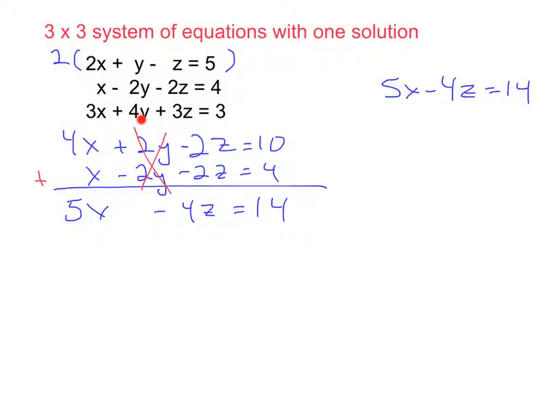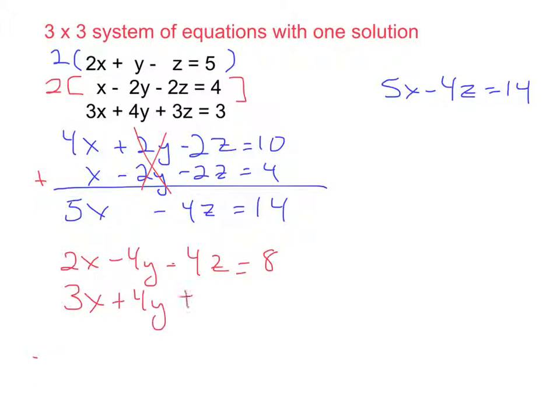So how do I eliminate my y's with the second two equations? Well, if I multiply this middle equation by positive 2, that should eliminate the y's for us. So I'm going to multiply the second equation by positive 2. When I do that, we get 2x minus 4y minus 4z equals 8. And then the third equation did not change at all, so I'm just going to rewrite it. I'm not changing anything.